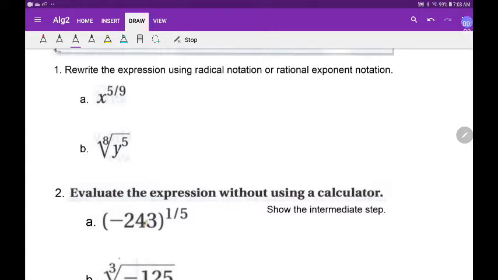I thought I would combine 1 and 2 here. We're going to rewrite the expression using radical notation or rational exponent notation. Well, this first one here is in rational exponent notation. You can see that the exponent is rational. It's a fraction, right? Okay, so since it's a fraction, we're going to change it to using radical notation.